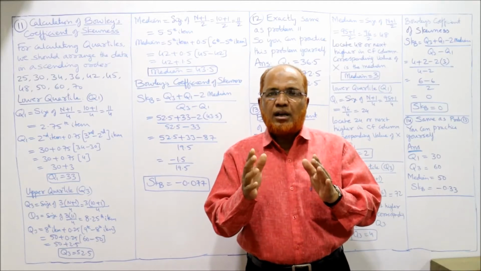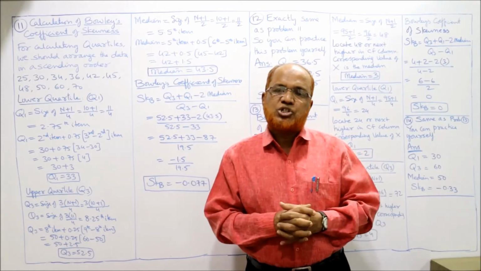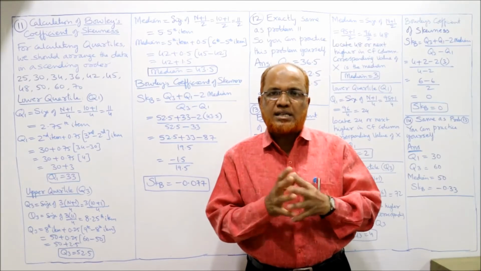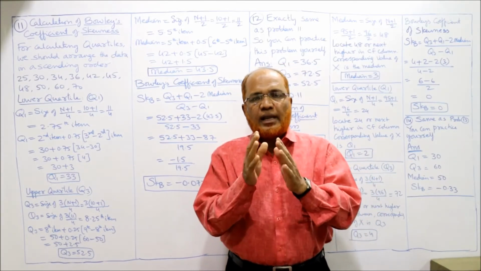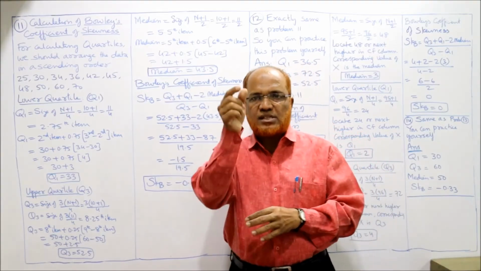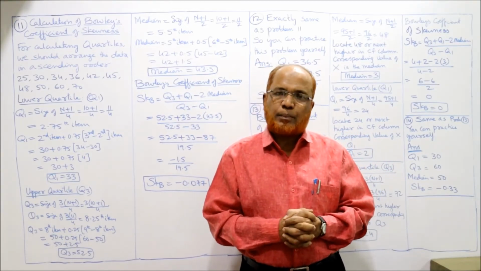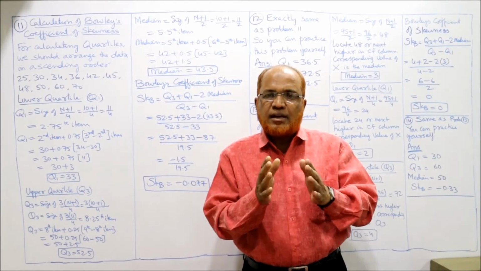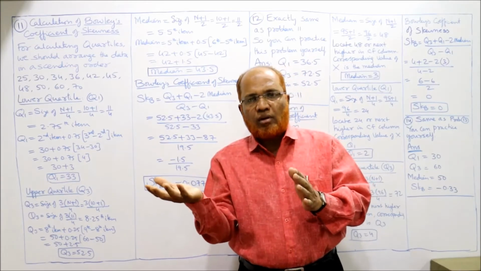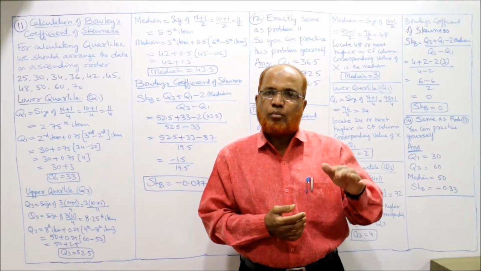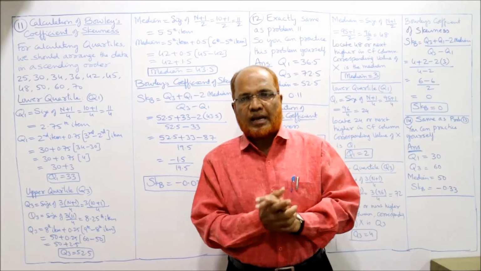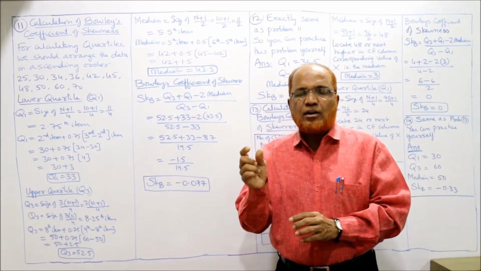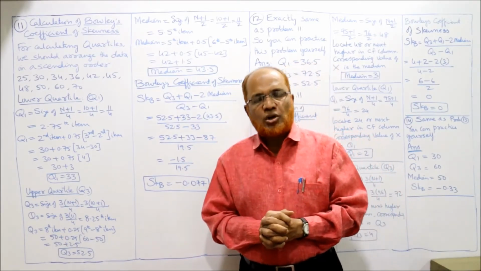If it is symmetrical, it will be a completely normal bell-shaped curve. The distribution will be shown as a bell-shaped curve. Equal area will lie to the left and right of the central value, the central perpendicular. That is the symmetrical. But asymmetrical means more area will lie on the right side and less area on the left side, or more area on the left side and less area on the right side. That is called skewed distribution. So to find out the shape of the distribution, we apply a measure of skewness.